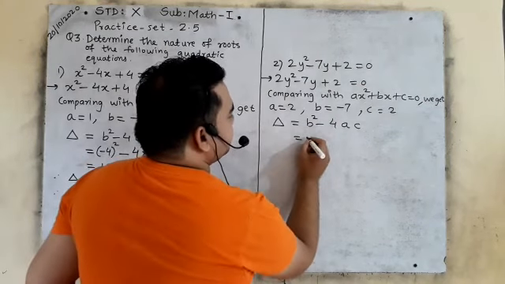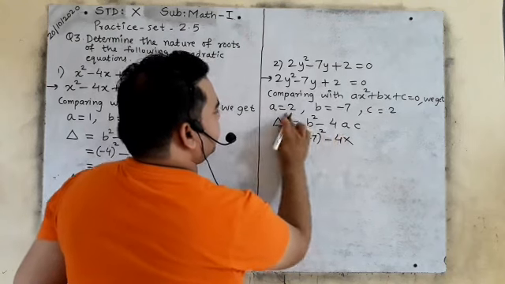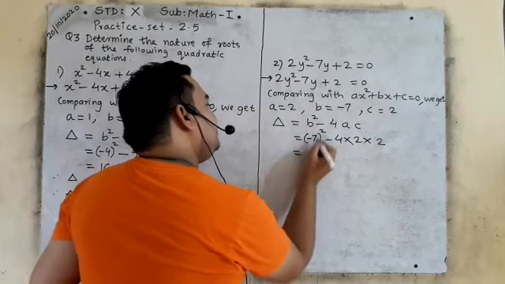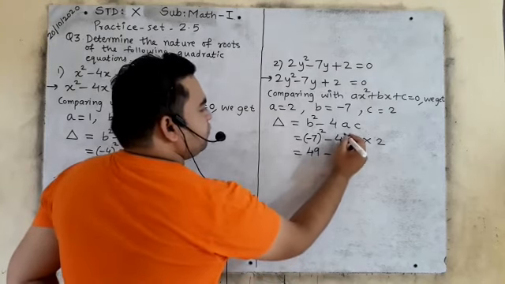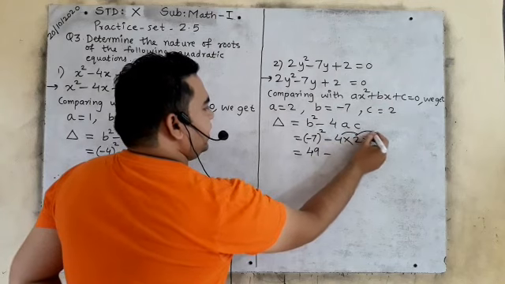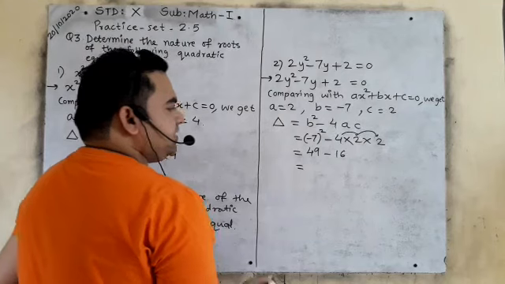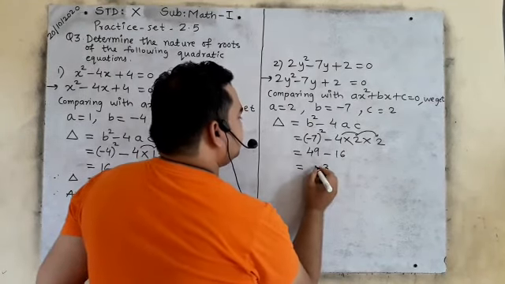Now you will write b square is minus 7 square, 4 as it is. A value is 2. C value is also 2. Now square of any negative number is always positive. So 7 square is 49. 4 2s are 8. 8 2s are 16. So 49 minus 16. 9 minus 6, 3. 4 minus 1 is 3.